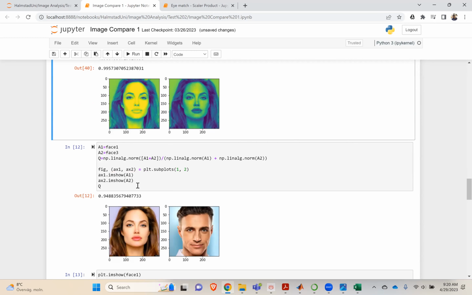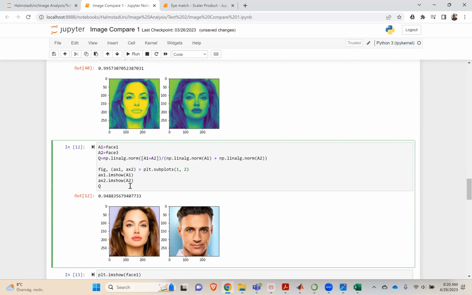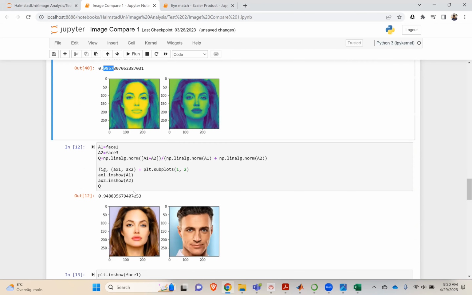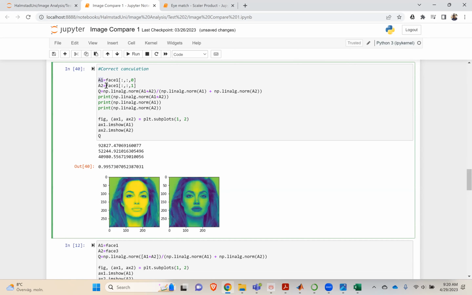But when you compare with a different person, like I'm comparing these two faces, now you can see it's lesser than that. The same person, I get 99.5. And even with the same color, if I check the red, it comes 1. With a different color.